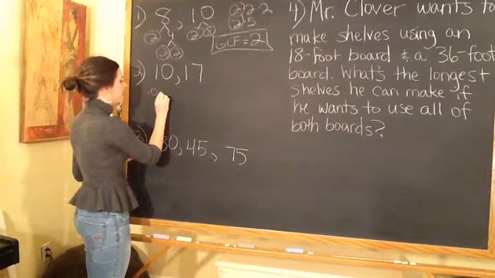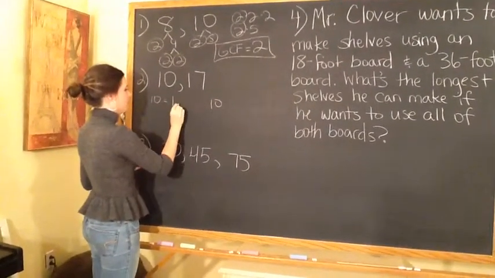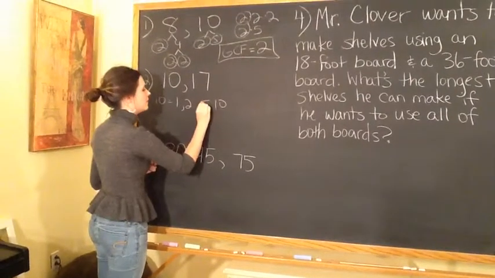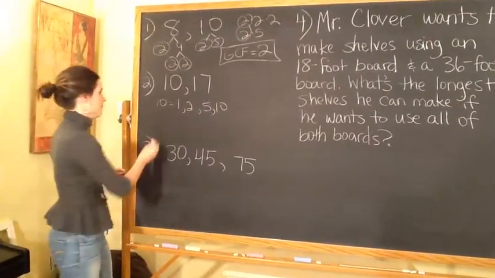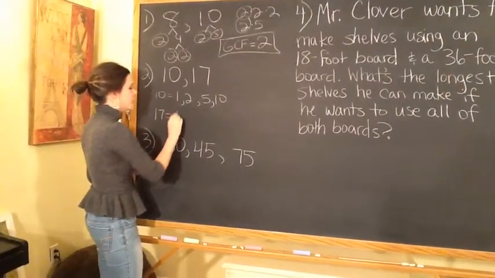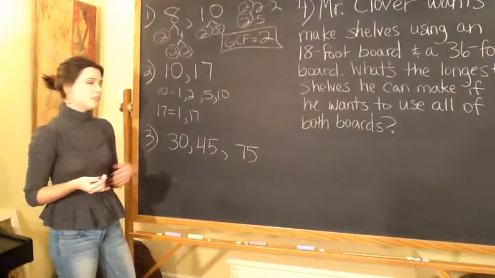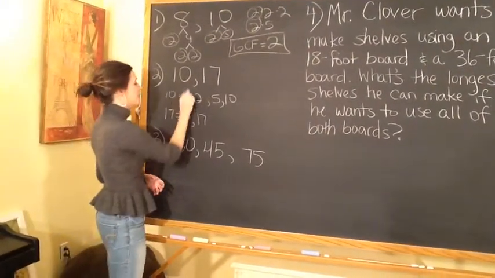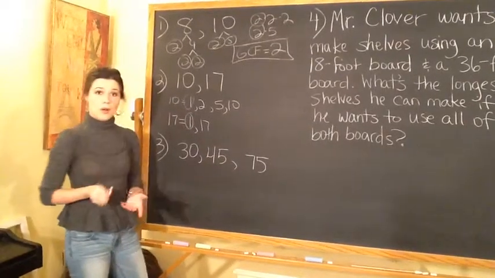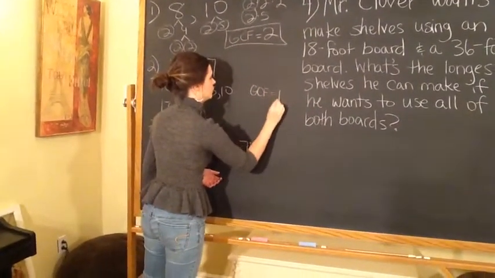So for 10, I have 1 times 10 is going to give me 10. I have 2 times 5 is going to give me 10. So those are my 4 factors that will give me 10. I'm thinking about 17. You have 1 and 17. Those are the only 2 numbers that multiply together to give you that number because that number is prime. So that means the biggest number they share is 1. So the GCF is equal to 1.